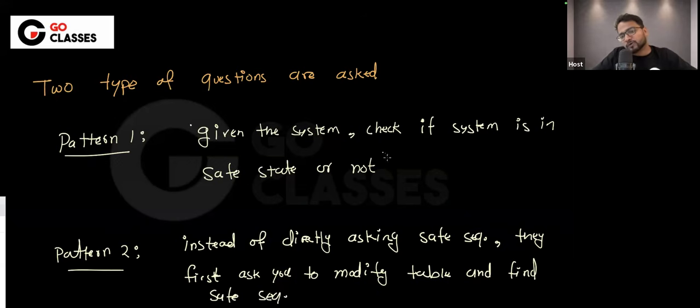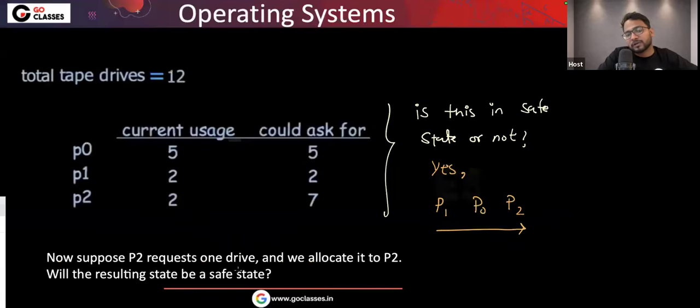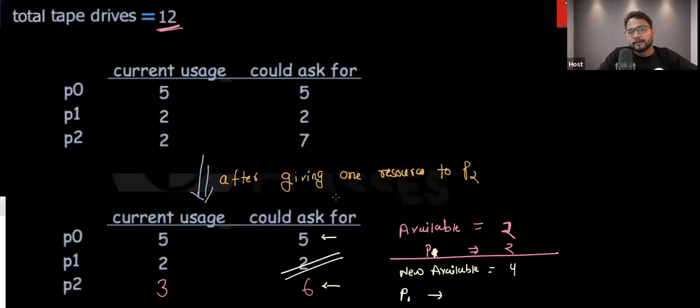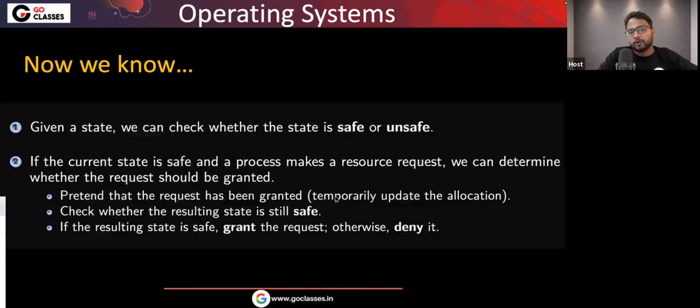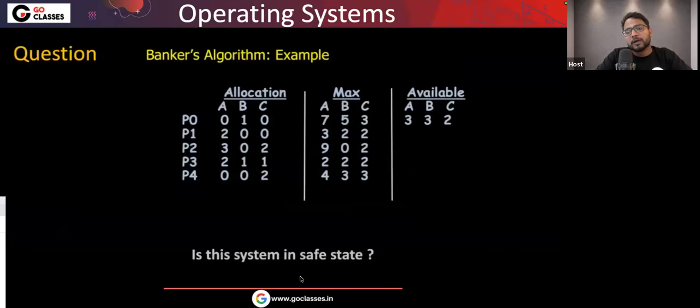In the first, they directly ask you for the safe sequence. In the second one, they do not directly ask. They write one more line, and you first execute that line. Based on that, you modify the table, and then calculate whether it is in a safe state, or in other words, whether it has a safe sequence or not. I hope you are getting the point. So basically, given a state, we can check whether it is safe or not, right? If the current state is safe, the process can determine.